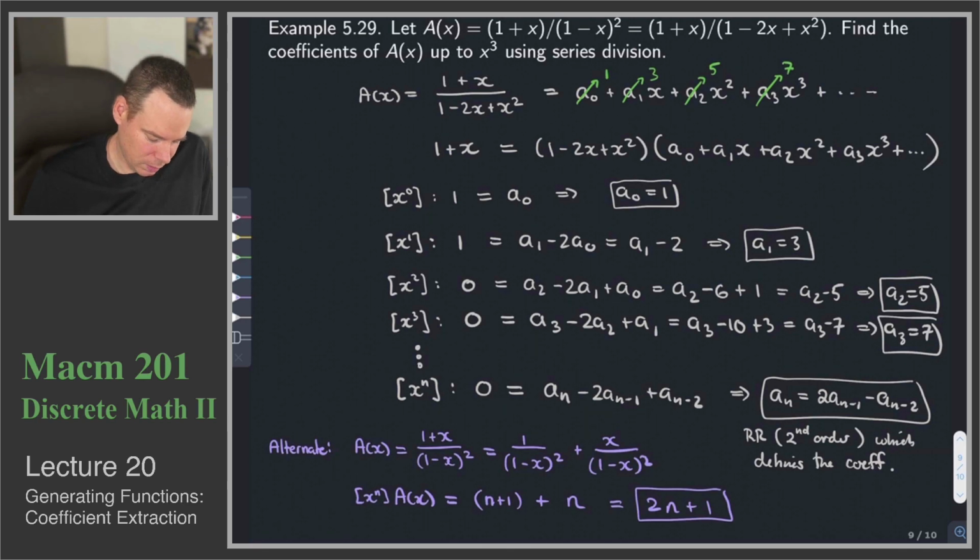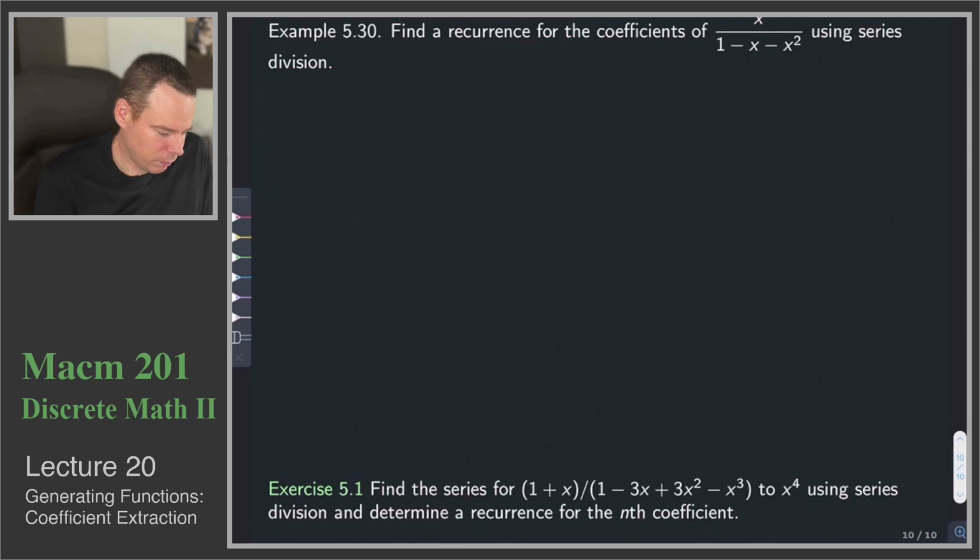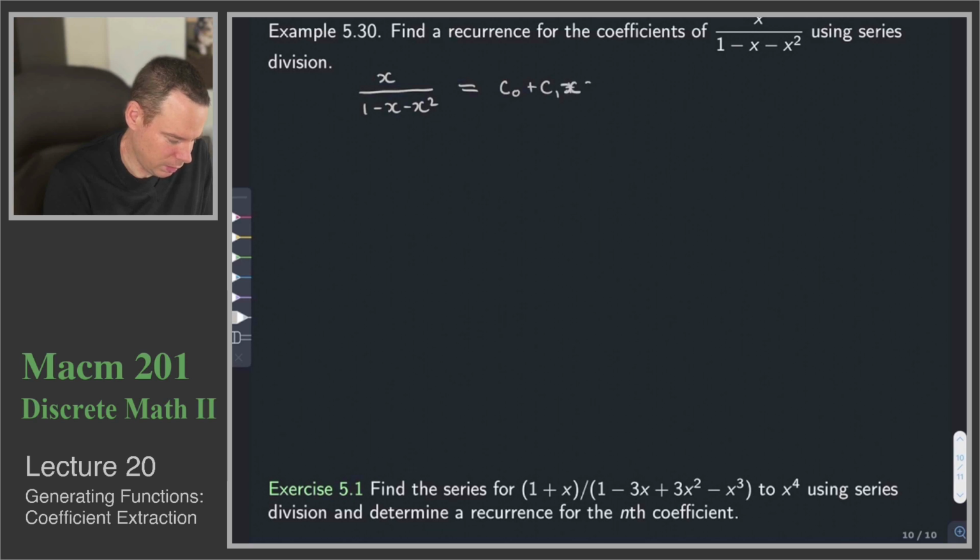All right, let's have a look at another example. So we want to find a recurrence relation now for the coefficients of x over 1 minus x squared using series division. So we're going to go x over 1 minus x squared. That is equal to some c0 plus c1x plus c2x squared plus dot dot dot. So in other words, x is equal to 1 minus x squared times c naught plus c1x plus c2x squared plus dot dot dot.